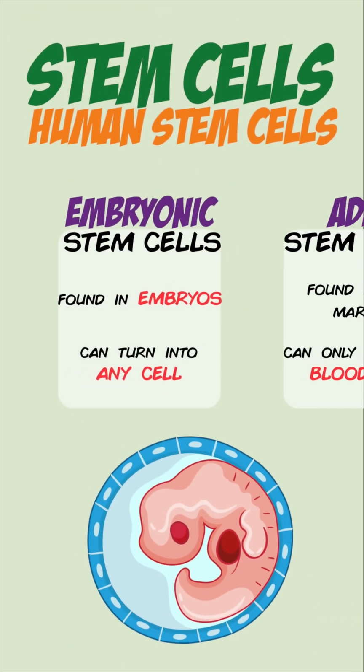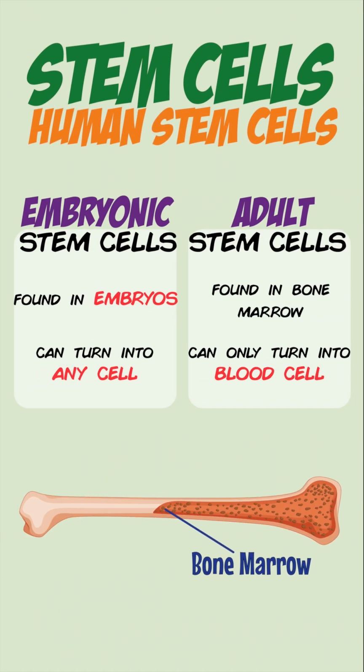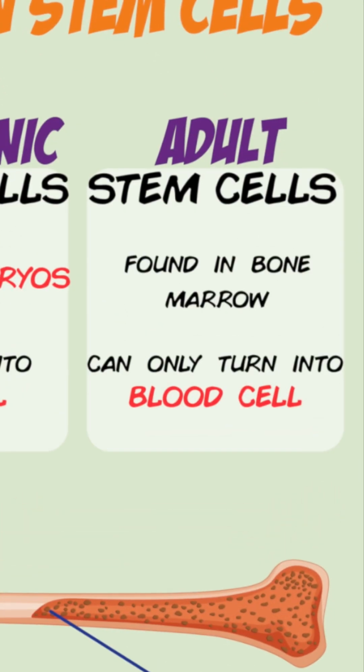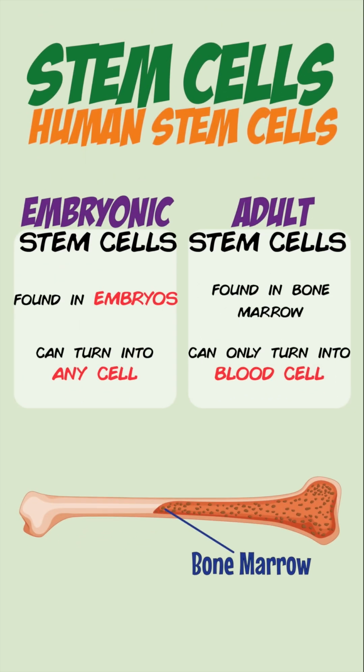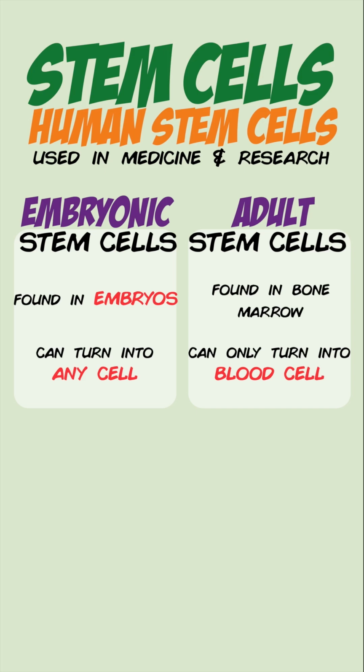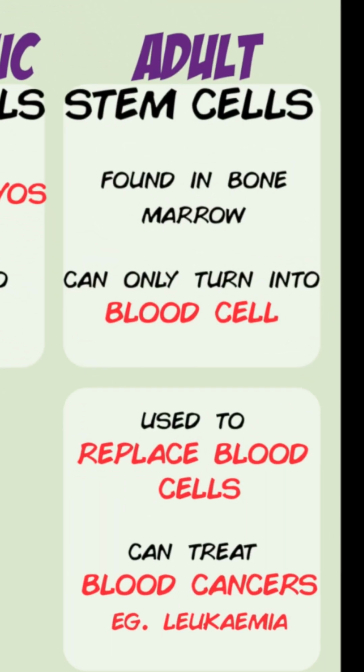The second are adult stem cells, which are found in the bone marrow of an adult human. These stem cells can only differentiate into certain types of cells, such as blood cells. Human stem cells can be cloned in labs and can differentiate into specialized cells that we can use for medicine or research. Adult stem cells, for example, can be used to treat diseases by replacing faulty blood cells in patients. This can treat things such as blood cancers such as leukemia.